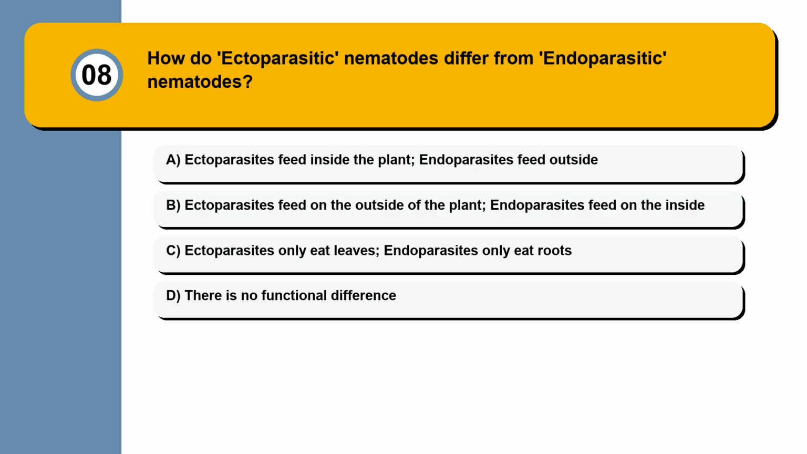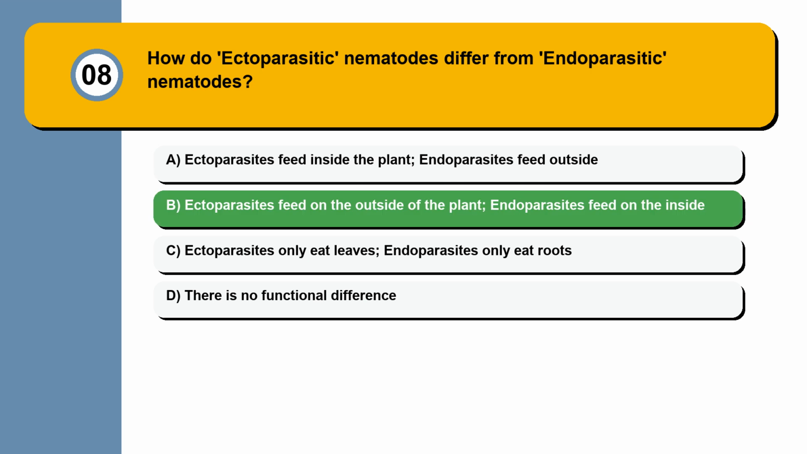Question 8. How do ectoparasitic nematodes differ from endoparasitic nematodes? Ectoparasites feed inside the plant, endoparasites feed outside. Ectoparasites feed on the outside of the plant, endoparasites feed on the inside. Ectoparasites only eat leaves, endoparasites only eat roots. There is no functional difference.